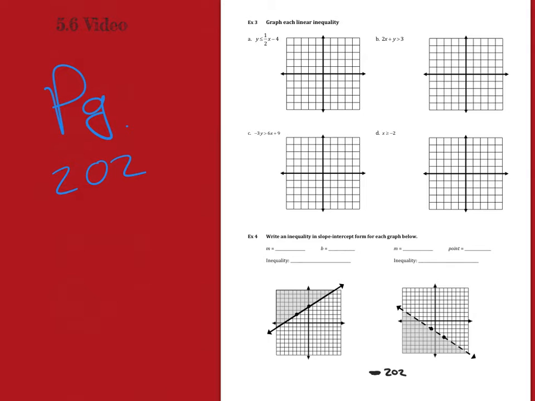All right, on this page, let's look at example A. So it says, graph each linear inequality. And part A here says y is less than or equal to 1/2 x minus 4. Okay, so one of the rules we need to know is that when it's less than or equal to, or greater than or equal to, we draw a solid boundary line. And then when it's just less than or just greater than, we draw a dashed or a dotted boundary line.